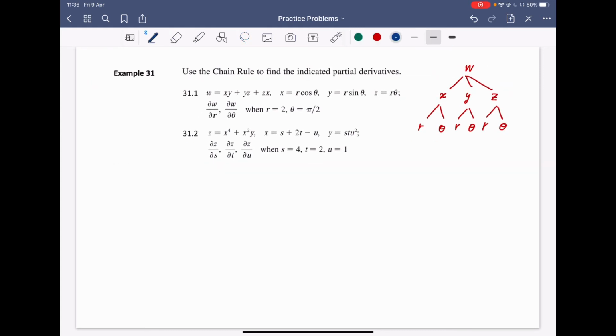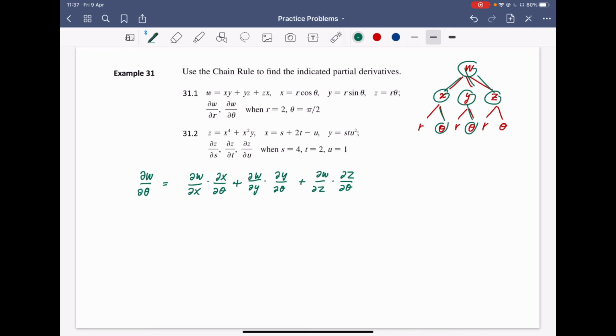All right, now what we want is to differentiate w with respect to theta. So I'm going to get the derivative of w with respect to x times the derivative of x with respect to theta, plus the derivative of w with respect to y times the derivative of y with respect to theta, plus the derivative of w with respect to z times the derivative of z with respect to theta. Simple like that, because you have this one on the first line, this one on the second line, this one on the third line. And you just do as before.